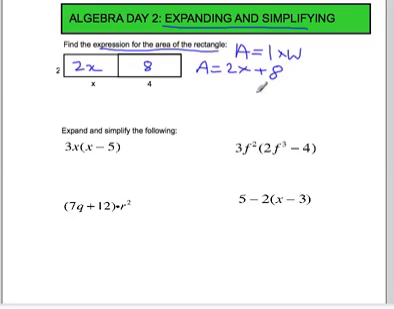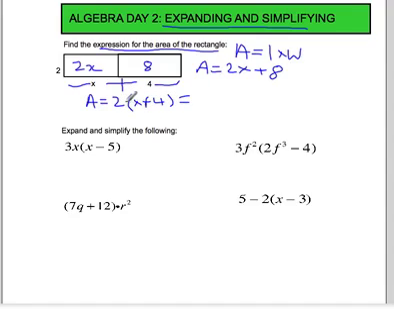Okay, well, what's the point of this? Let's think about it this way. What if we take a look at the whole length together? So this is x plus 4 and this is 2. Then the area is going to be 2 times (x plus 4), right? Because it's still length times width. Well, what do we get then?